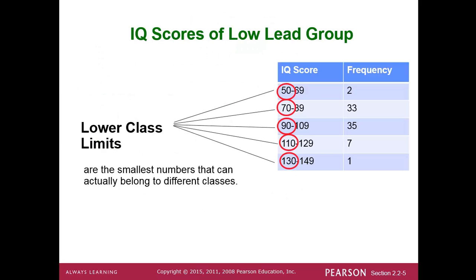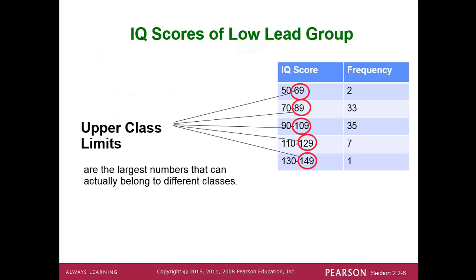The ones that are circled are considered the lower class limits. Those are the smallest numbers that can actually belong in the class. And then, of course, 69, 89, 109, 129, 149 are your upper class limits. Those are the largest numbers that can belong in different classes. Of course, IQ scores are whole numbers. If, however, you had data that was incremental, you might have to have a class go from 50 less than or equal to X less than 70, and then the next class would start at 70. So anything below 70 would fall in the first class.